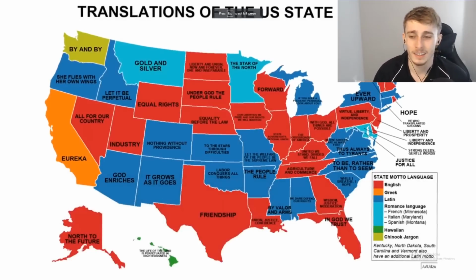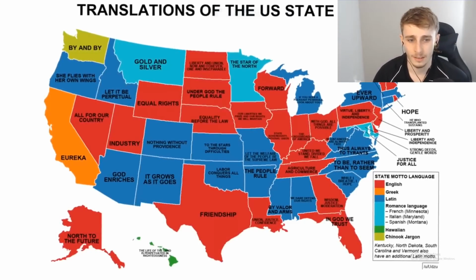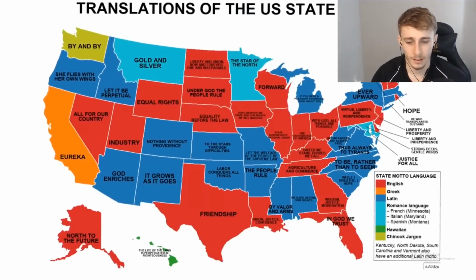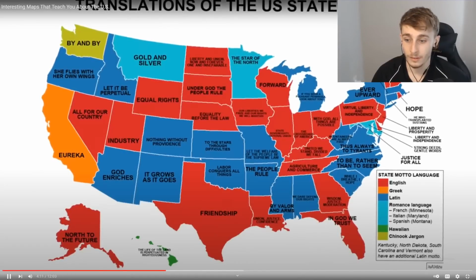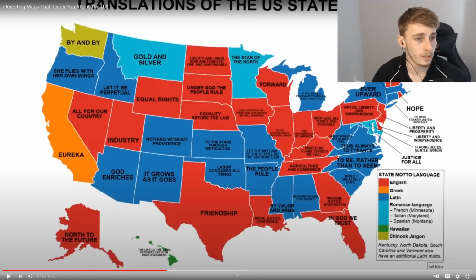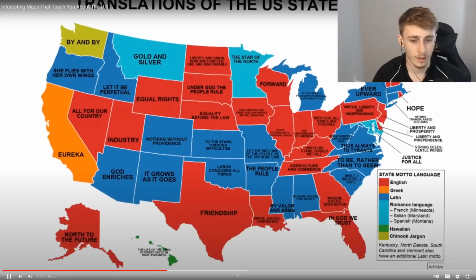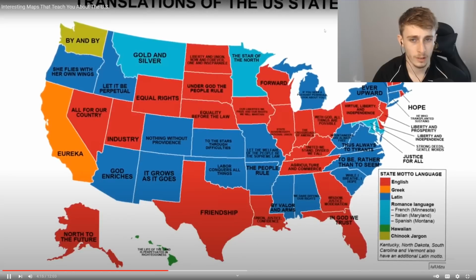Most states' mottos are in English, and the second largest group is Latin. Washington State is the only one in the native Chinook Jargon language. Hawaii's is in Hawaiian, and only 3 states use 3 different languages. So, I lead, live free or die, freedom of unity, hope, ever upward, forward. So the red ones are English, the blue ones are Latin. It grows as it goes. God and riches. French in Minnesota, Italian in Maryland, and Spanish in Montana.